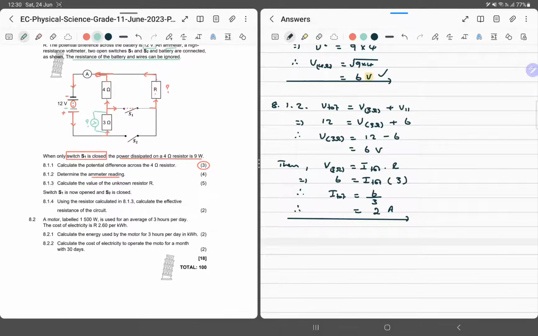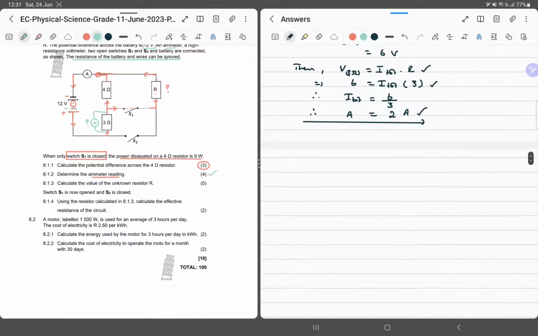So the ammeter reading is equal to 2 amperes. It's 4 marks, most likely, and we were expecting that. What is important here is just the substitution, because that was a means to an end. The formula, the correct answer substituted into the correct formula, and the final answer is how we score those 4 marks, nice and easy.